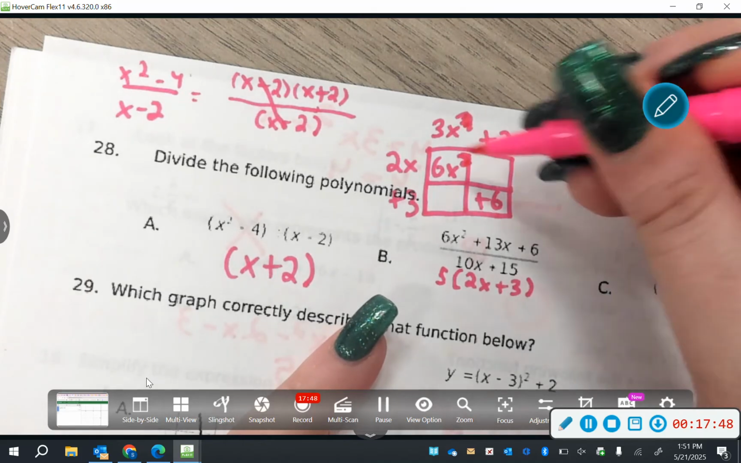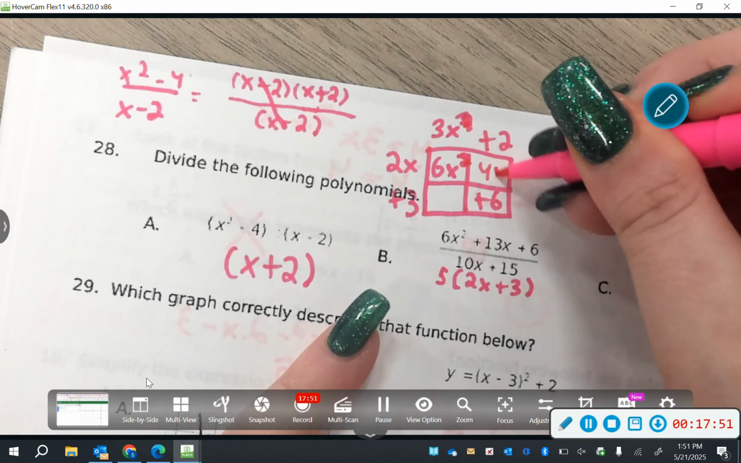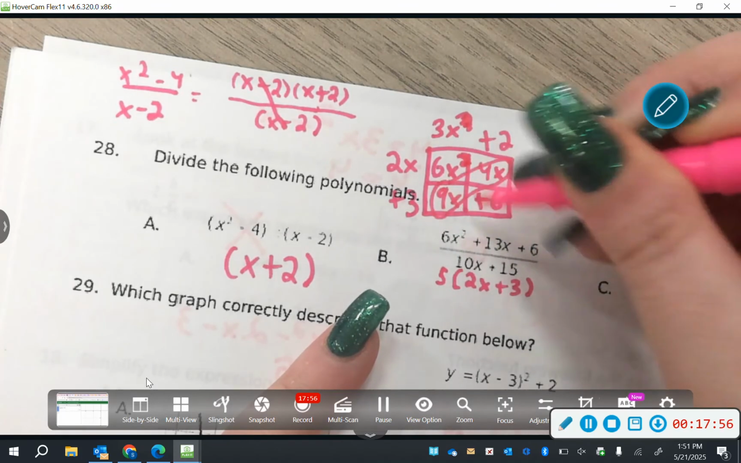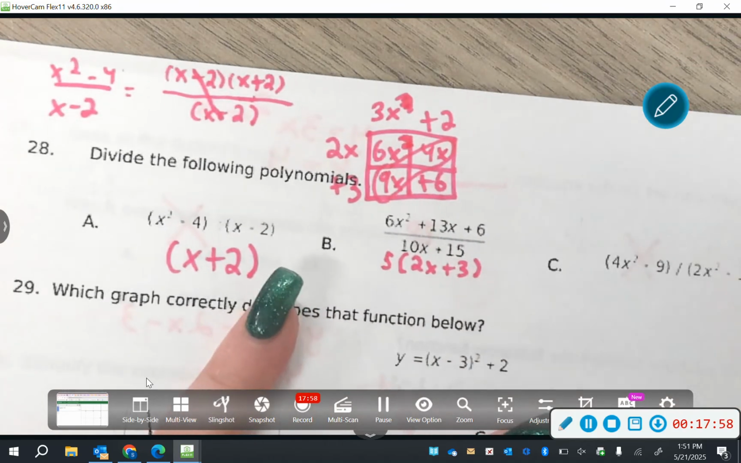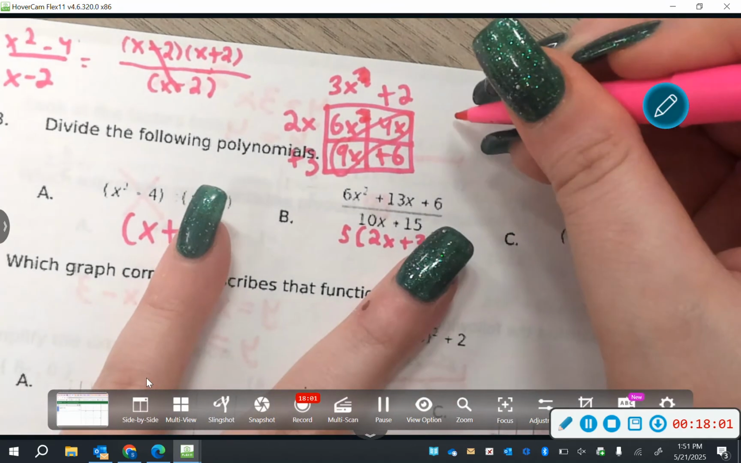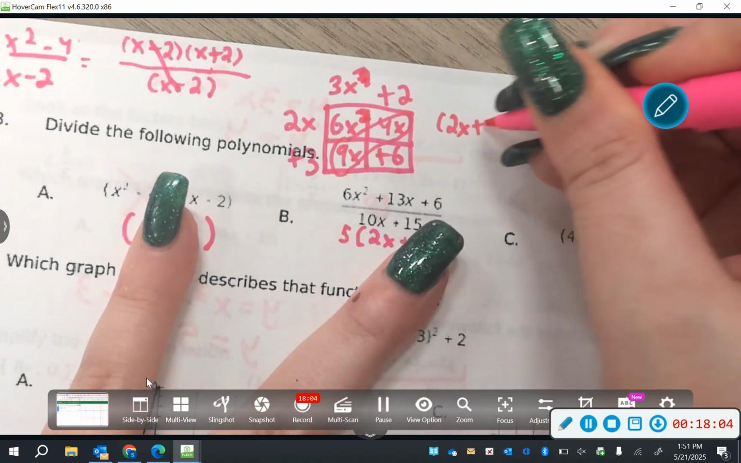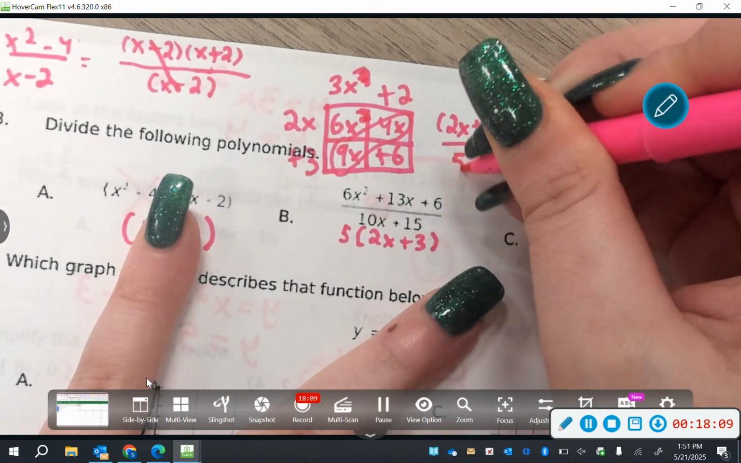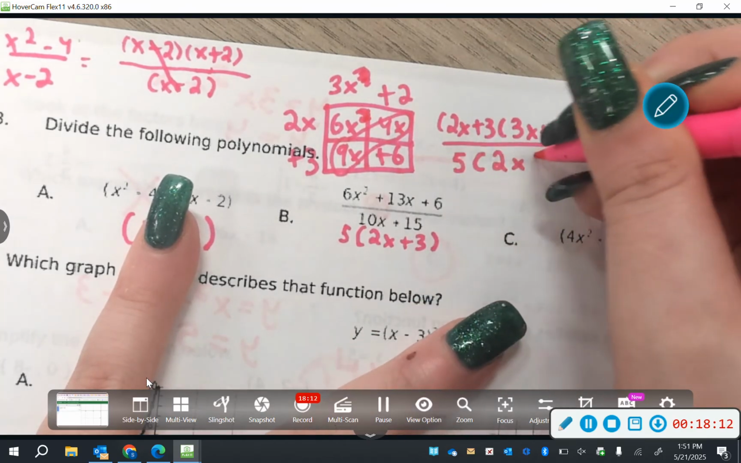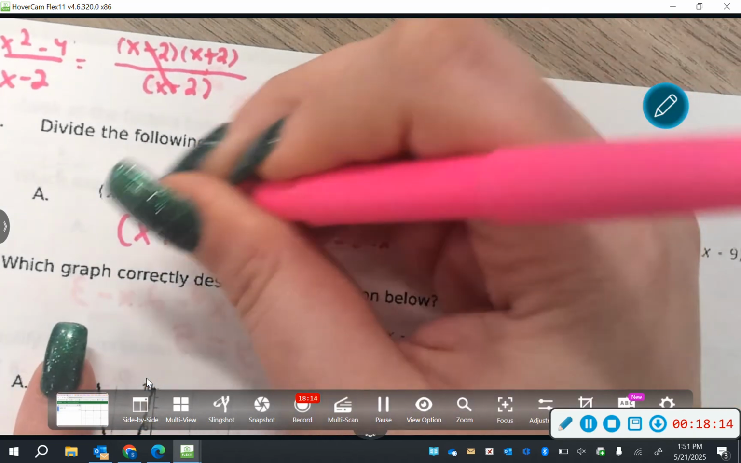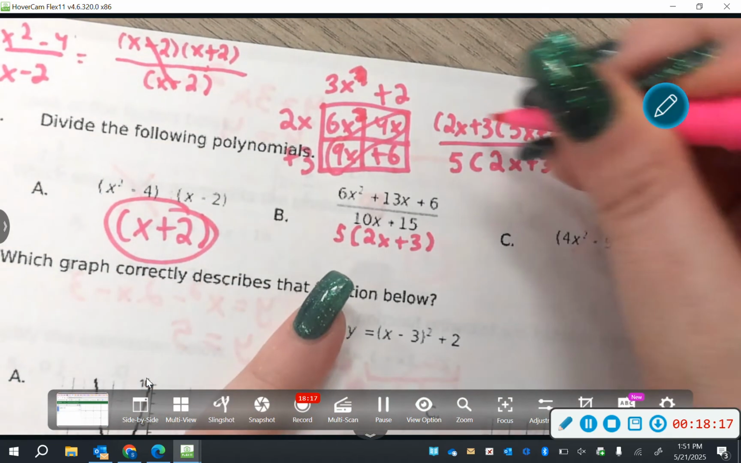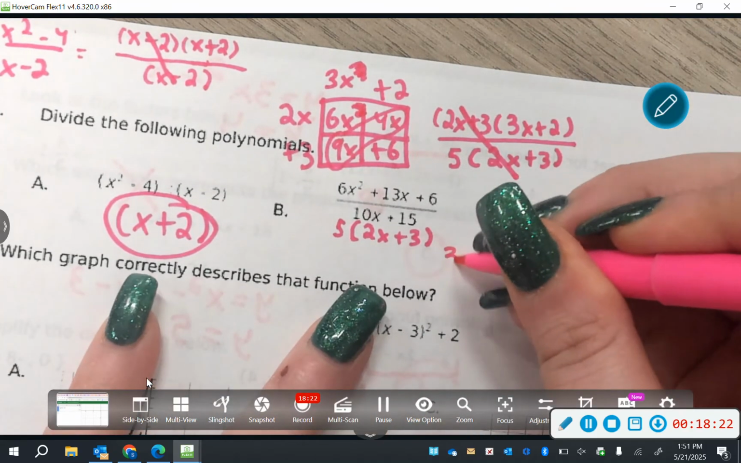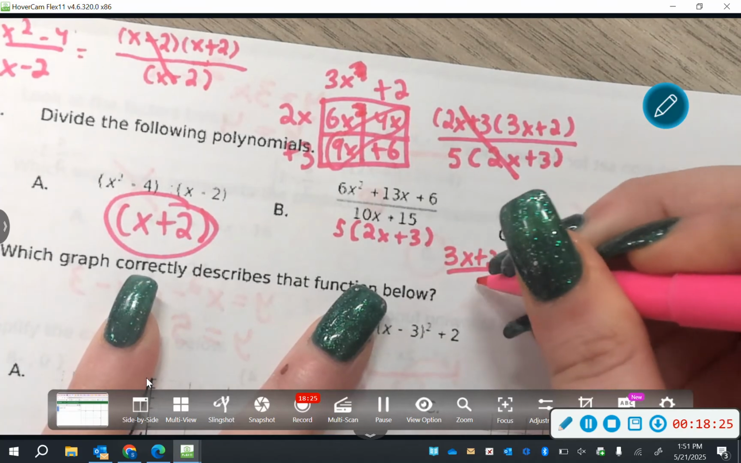And if we wanted to, we could check the middle. 2 times 2 is 4x. 3 times 3 is 9x. Is 9x plus 4x 13x? Yes. So our fraction's going to look like this now. We're going to have 2x plus 3, 3x plus 2, all over 5, parentheses, 2x plus 3. Cancel out what they have in common. We will keep what's left as our final answer. So it would be 3x plus 2 over 5.